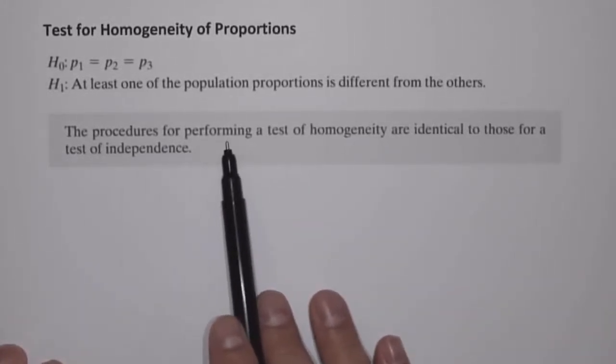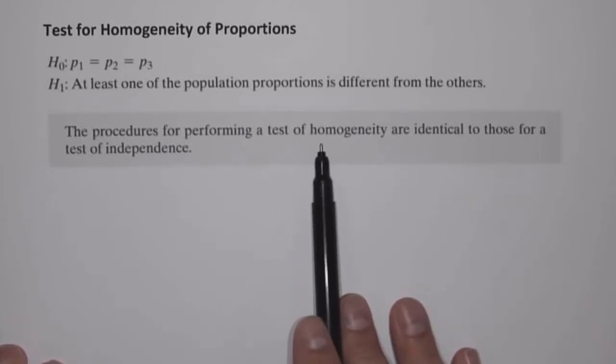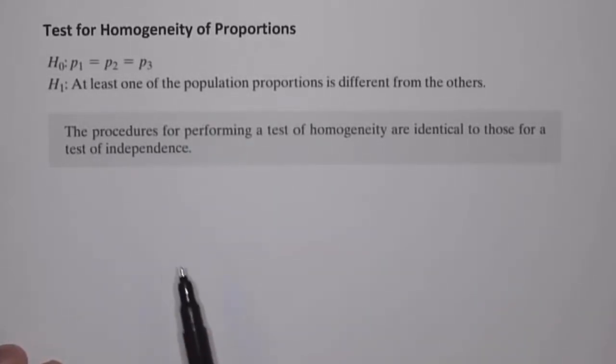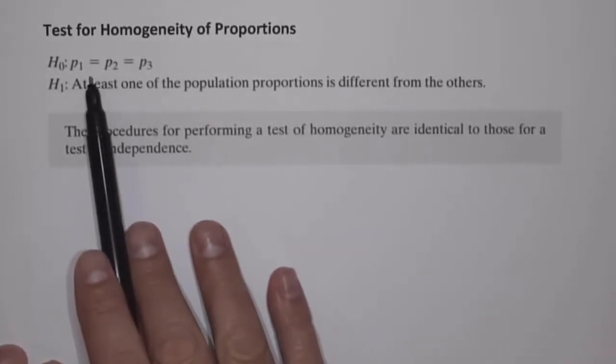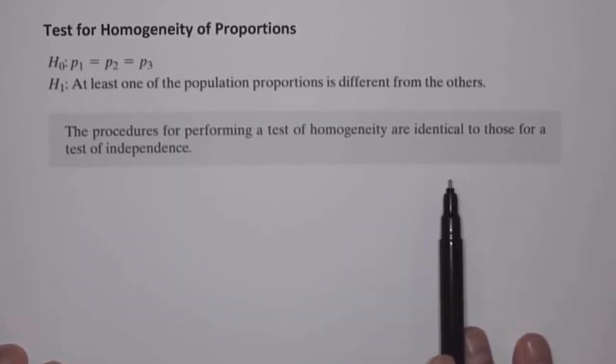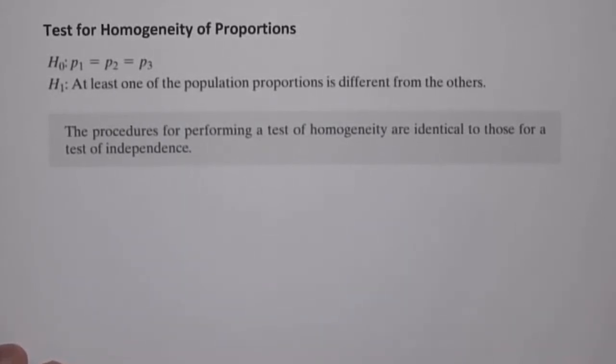Now, the procedures for performing a test of homogeneity are identical to those for a test of independence. So in other words, there's really no difference here. Conducting a test for homogeneity of proportions is exactly the same as conducting a test for independence. So our process is going to be the exact same. So let's take a look at an example.